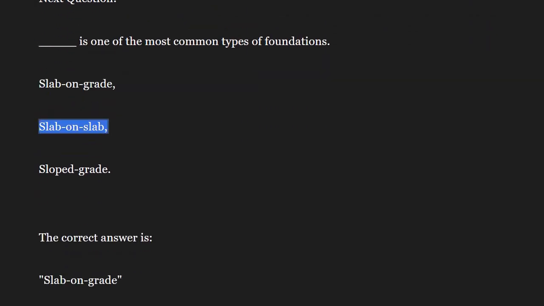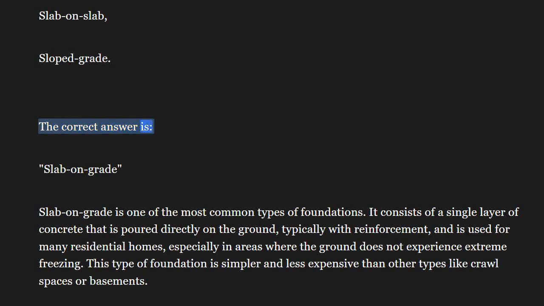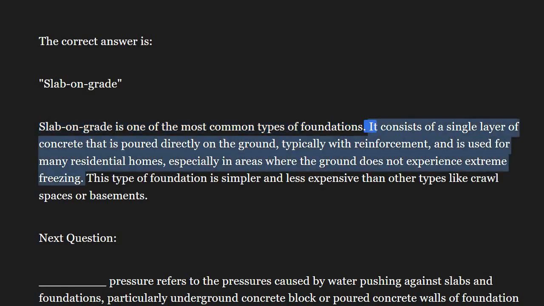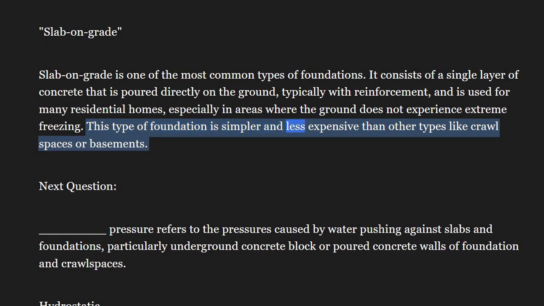Next question. Blank is one of the most common types of foundations. Slab on grade, slab on slab, slope grade. The correct answer is slab on grade. Slab on grade is one of the most common types of foundations. It consists of a single layer of concrete that is poured directly on the ground, typically with reinforcement, and is used for many residential homes, especially in areas where the ground does not experience extreme freezing. This type of foundation is simpler and less expensive than other types like crawl spaces or basements.